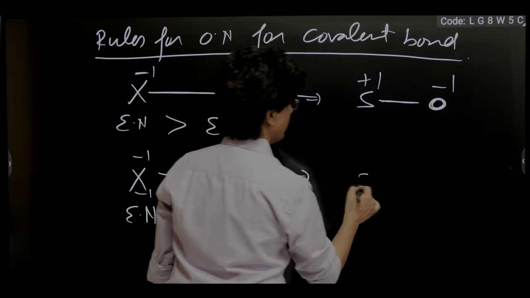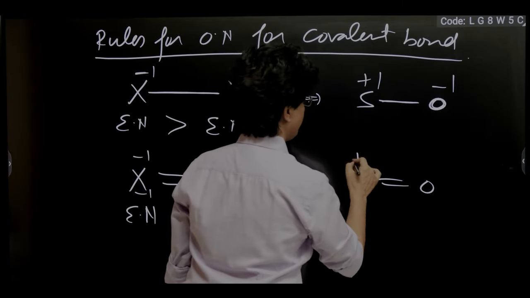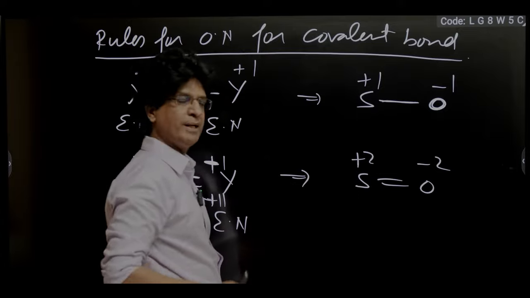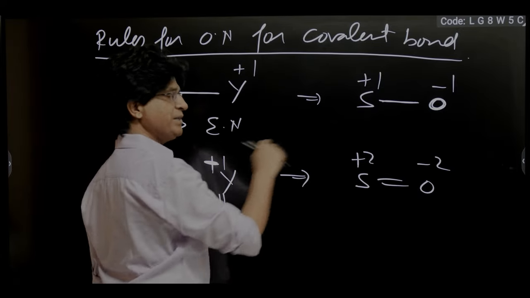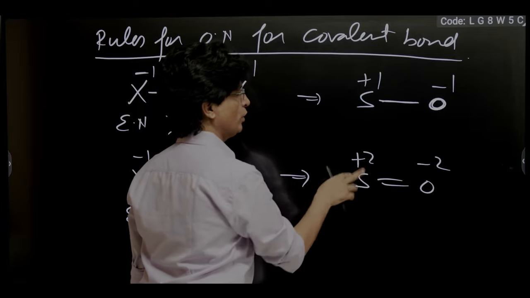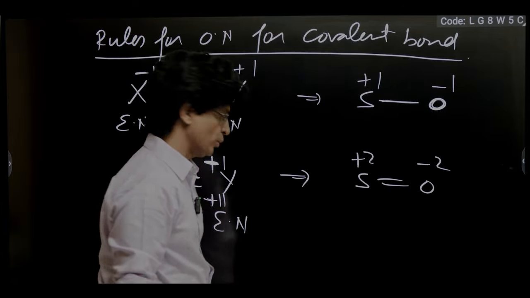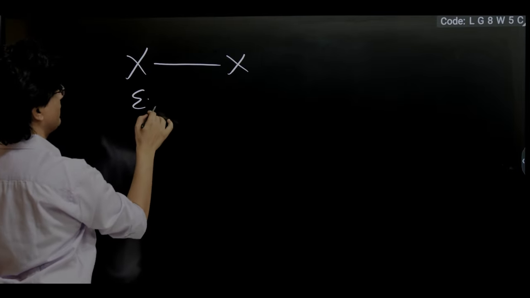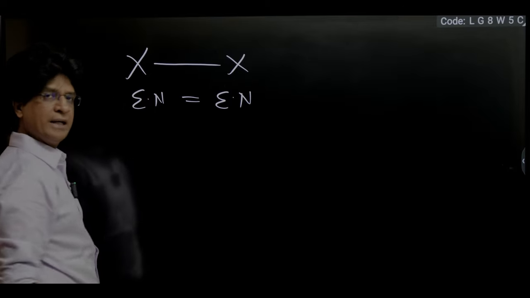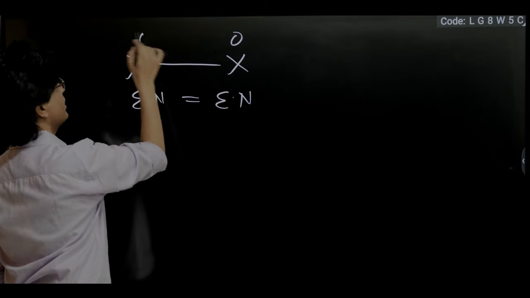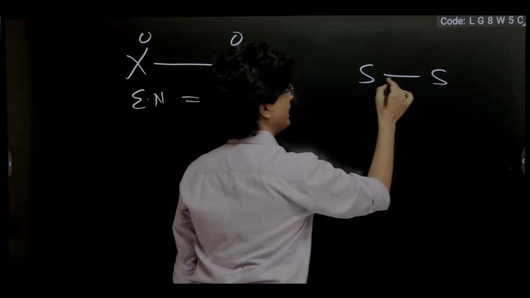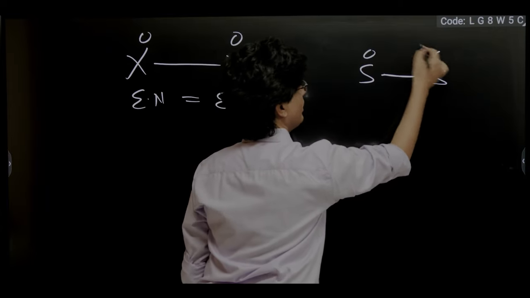Say for example, we have S double bond O. So this will be plus 2 and minus 2. For each bond, the more electronegative element will get minus 1 and the less electronegative will get plus 1. So there are two bonds. For two bonds, minus 2, and over here it will be plus 2. Okay. Similarly, if we have X and X whose electronegativity is the same, for each bond we'll award zero oxidation number. Okay, so for example, we have S and S, sulfur and sulfur. Since electronegativities are the same, it will be zero and zero.